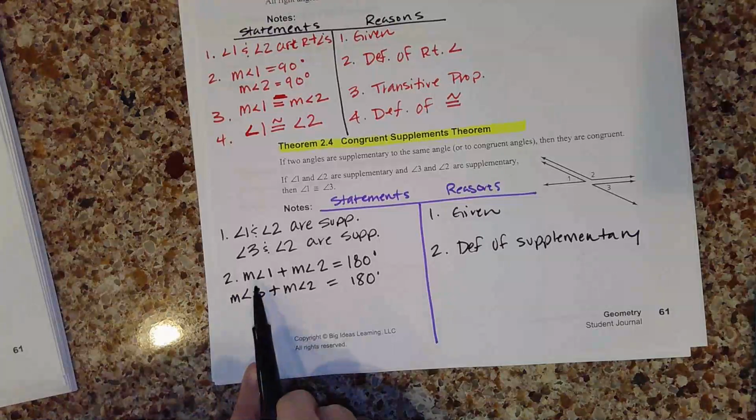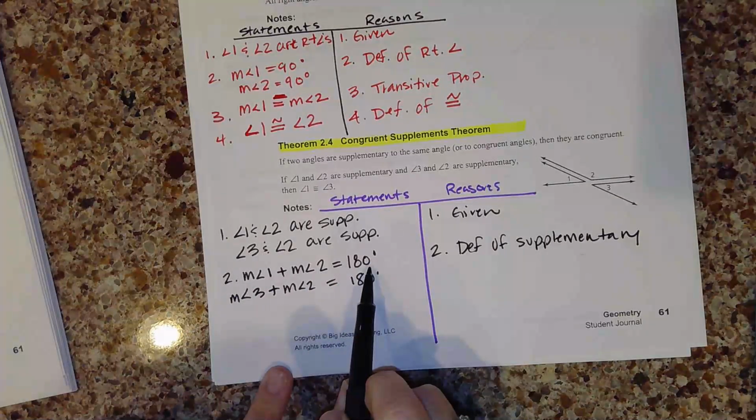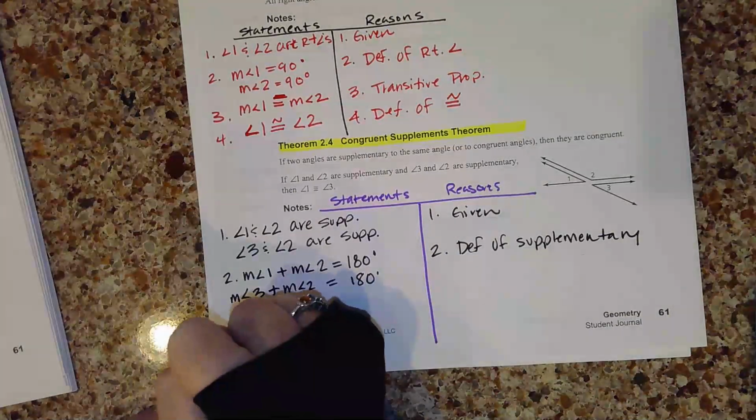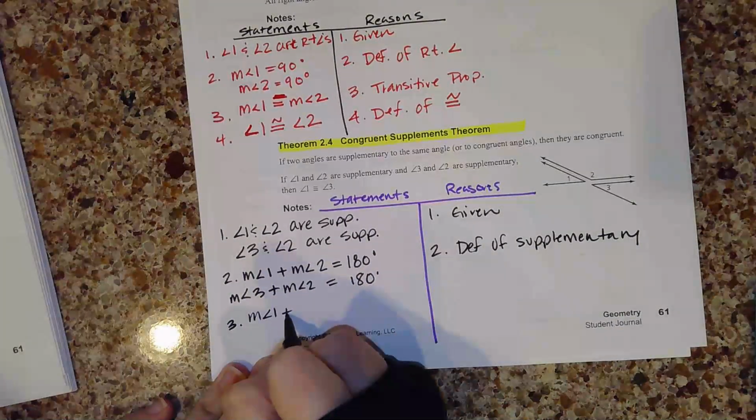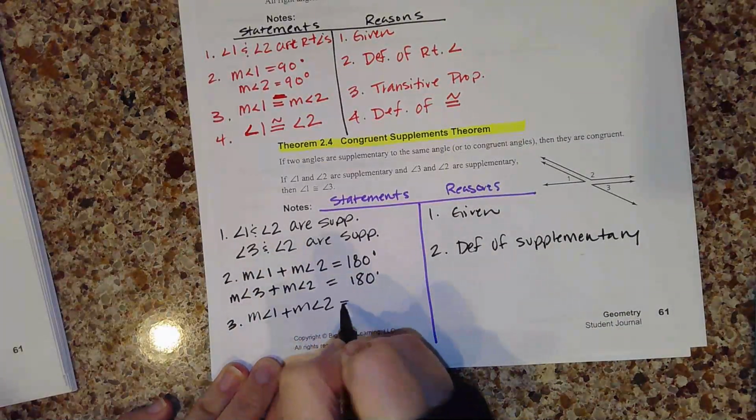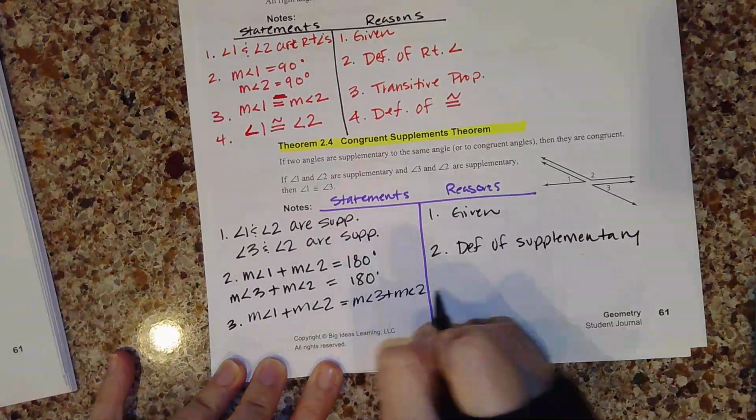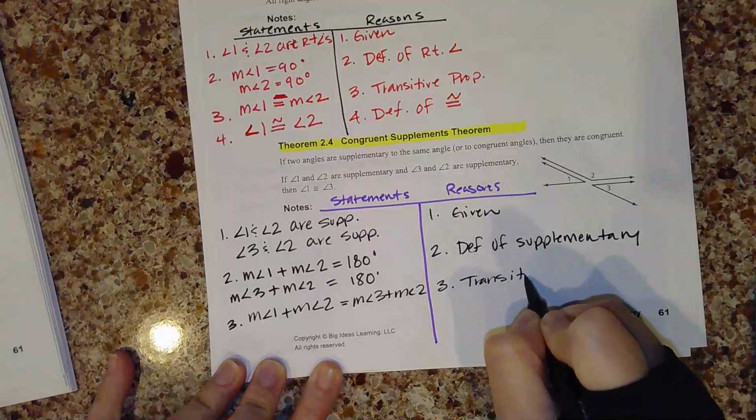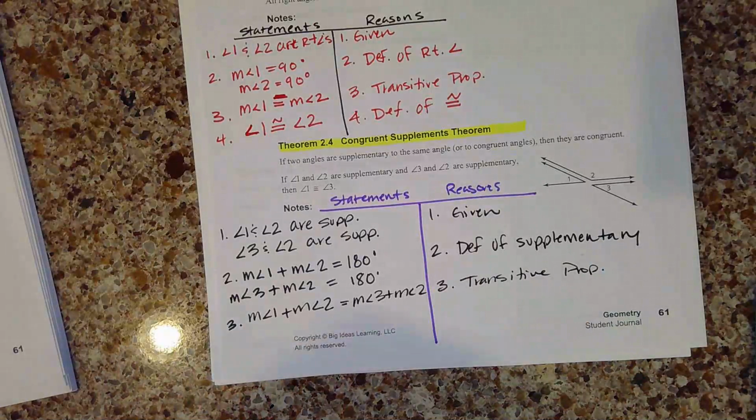Okay, so notice here, if the measure of angle 1 plus the measure of angle 2 equals 180, but then 180 equals the measure of angle 3 and the measure of angle 2, we can kind of bypass that middleman and say the measure of angle 1 plus the measure of angle 2 equals the measure of angle 3 plus the measure of angle 2. This is that transitive property again. Notice how we use this quite a bit. So again, two things equal to the same thing have to be equal to each other.